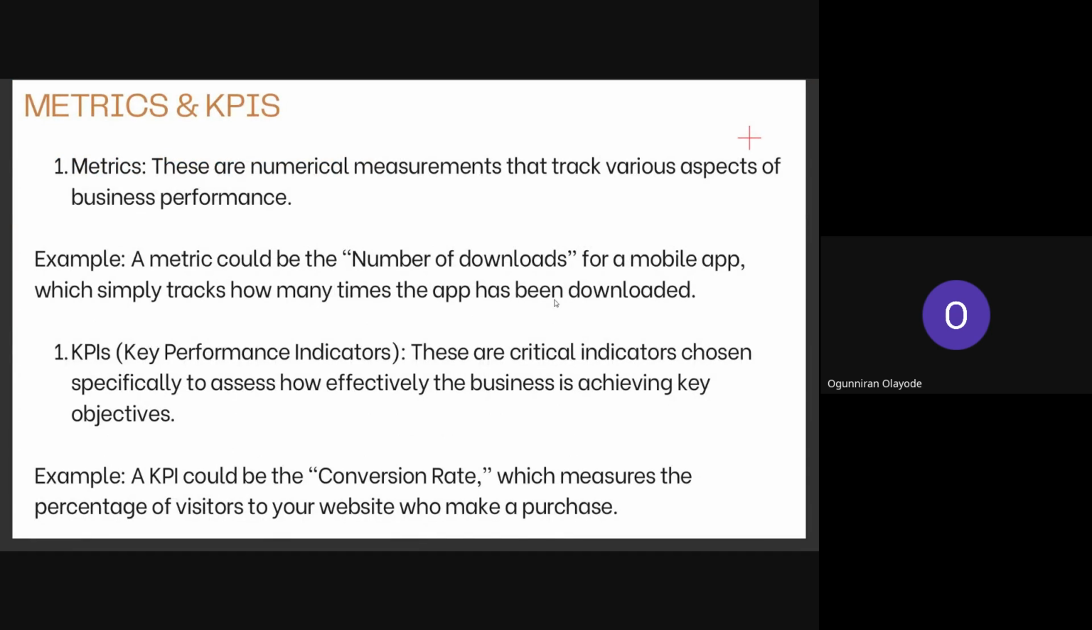And I talked about metrics and KPI. What are metrics? These are numerical measurements that track various aspects of business performance. For example, if you are in a business, you have different metrics measuring maybe your revenue, the number of your customers, the number of goods bought, and stuff like that. These are metrics. These are quantifiable measures, and they are used to determine business performance. An example of a metric is the number of downloads for a mobile app, which simply tracks how many times the app has been downloaded. And a KPI is tied to the business goal or objective.